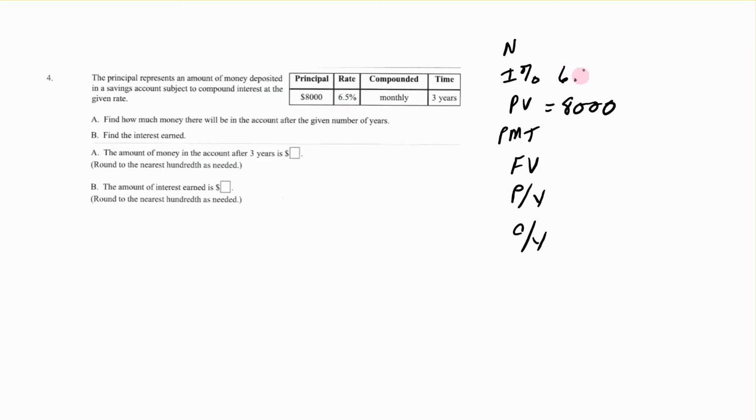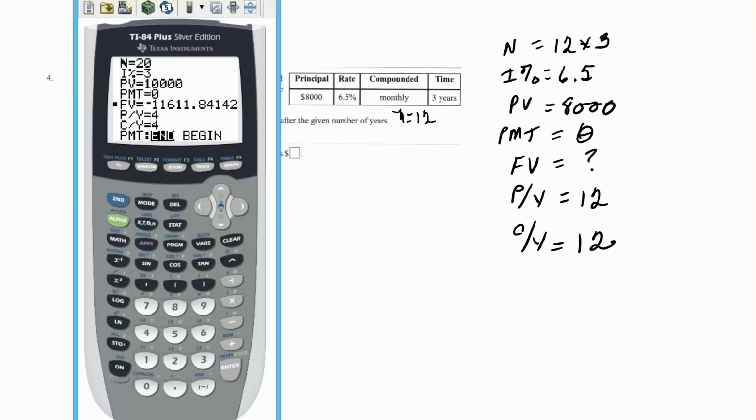6.5%, literally put in 6.5. Monthly, that means that little n is 12. So these two will be 12. But it's 12 times a year for 3 years. So it's 12 times 3. That'll turn into 36. My payment is 0, and my future value, how much money will there be in the account? So that's my future value. All right, to the grapher.